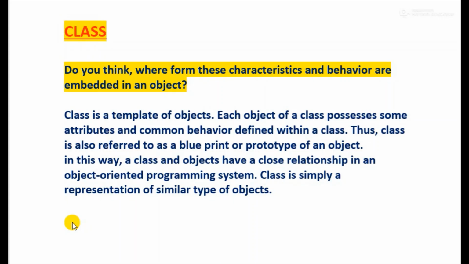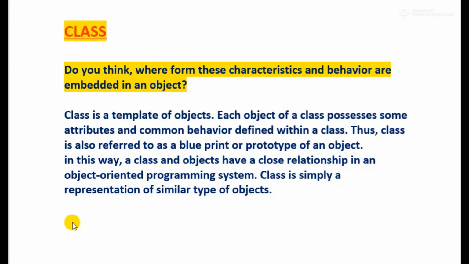Class is also referred to as a blueprint or prototype of an object. The meaning of blueprint is model. In this way we can say a class and objects have a close relationship in an object oriented programming system. And class is simply a representation of similar type of objects.